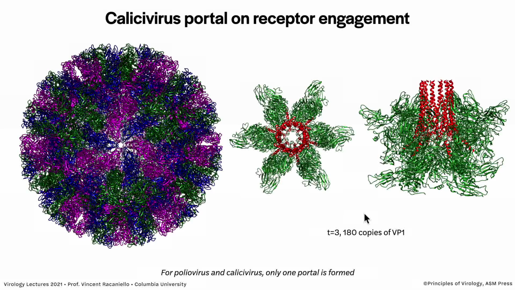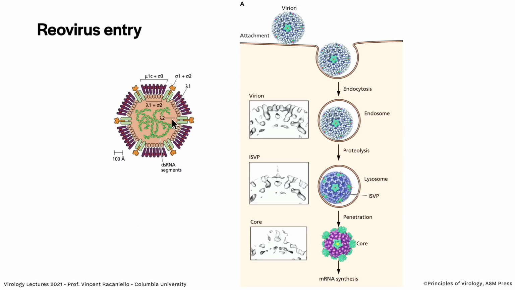Other viruses do interesting things. These are caliciviruses, the ones that infect whales, that infect you and give you gastroenteritis. Upon receptor engagement, the proteins in the particle, here's the native particle, reorient to make a portal. There's only one that forms on the particle, not many. And how it forms at the right place, we don't understand yet. But that's how the RNA gets out.